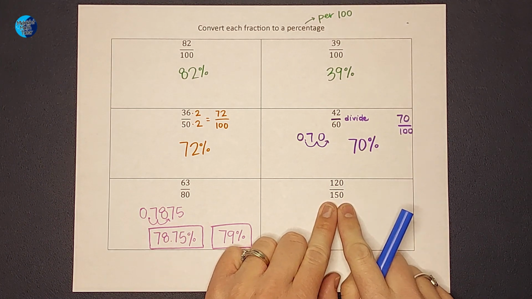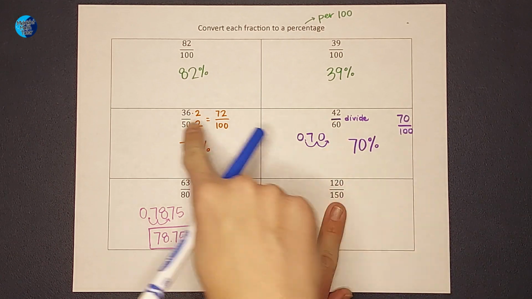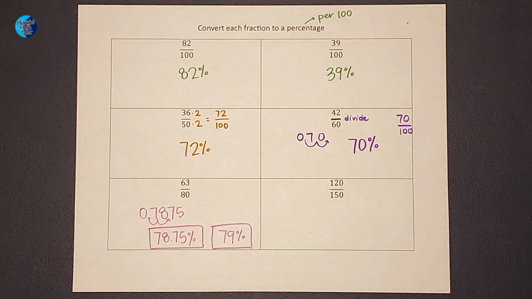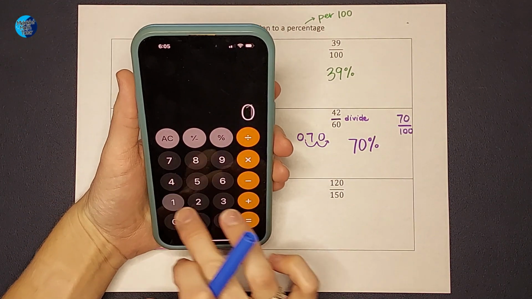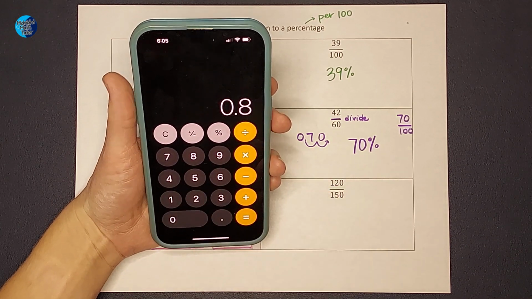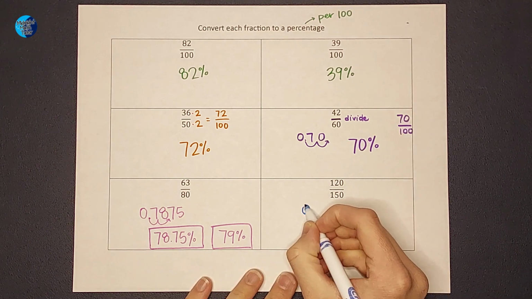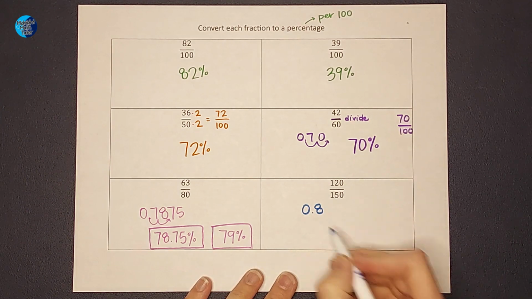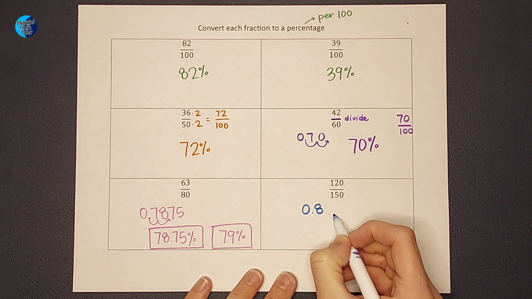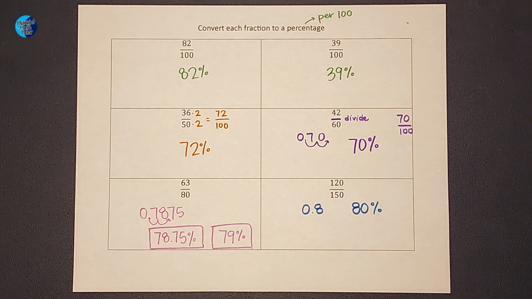All right, let's go ahead and do this last one. Can we do it if the fraction is more than 100, right? All of these have been less than 100. Yes, we can. We just do it the same way. So I'm going to do 120 and divide it by 150, and I get 0.8, which is the decimal. If I convert that to a percentage, it's going to be 80%.